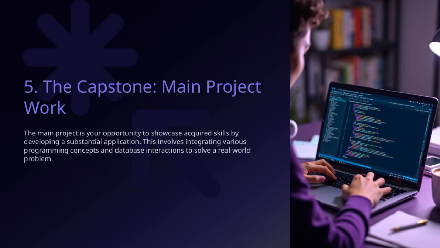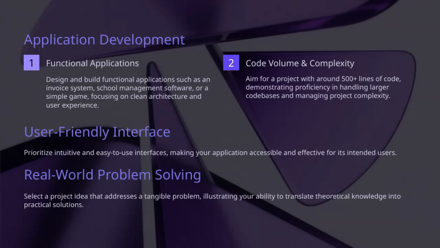The goal here is to solve a real-world problem, making your project not just a technical achievement, but also a practical solution. This capstone project ties everything we've discussed together and highlights your readiness to apply these skills in real-world situations. When working on your project, aim for around 500 or more lines of code. This helps demonstrate your ability to handle larger code bases and manage the complexity that comes with them. It's a good way to showcase your proficiency in organizing and maintaining more substantial projects.